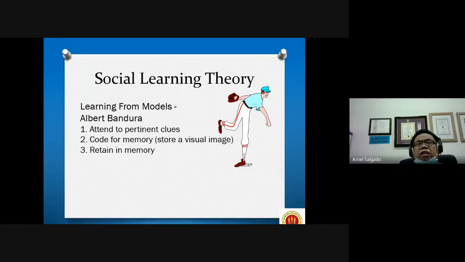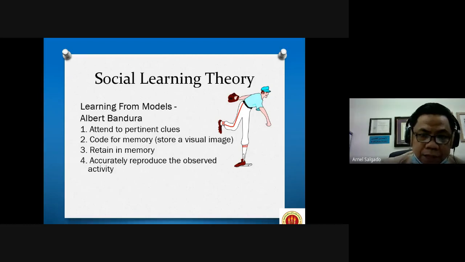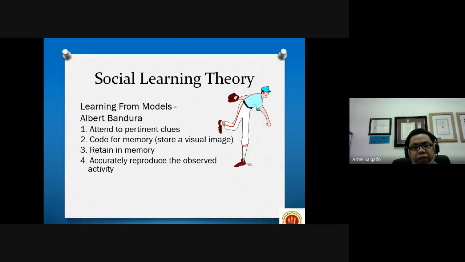So this is actually the challenge in social learning theory. The moment you demonstrate something, make sure that what you are going to teach your student is always practiced by them, right? Moving forward, in social learning theory, you will accurately reproduce the observed activity. So that's the reason why you ask the students to demonstrate.